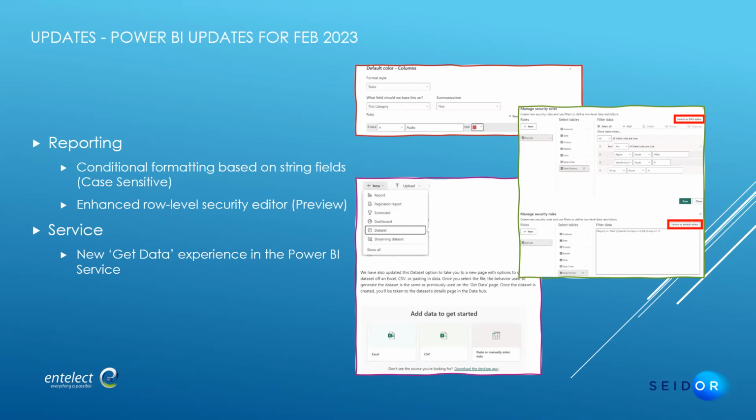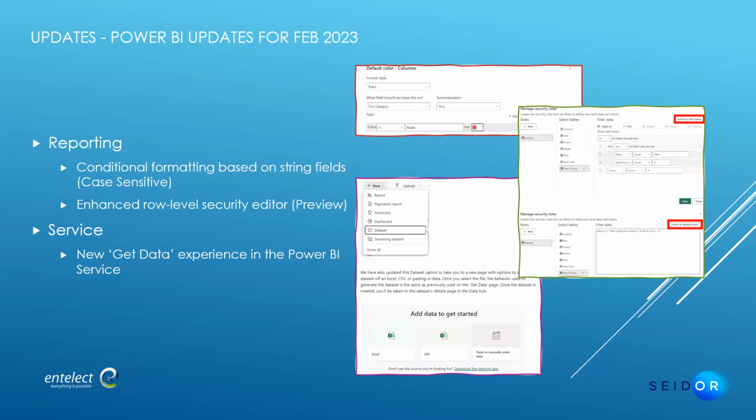One thing that you just need to take note of is that it is case sensitive. So it is going to look at that word as you typed it and match it word for word in terms of how it comes up in the context of the data. So just bear in mind that it is case sensitive, and that's going to impact how it applies that color formatting. The other thing that came out of there is the enhanced row level security editor.